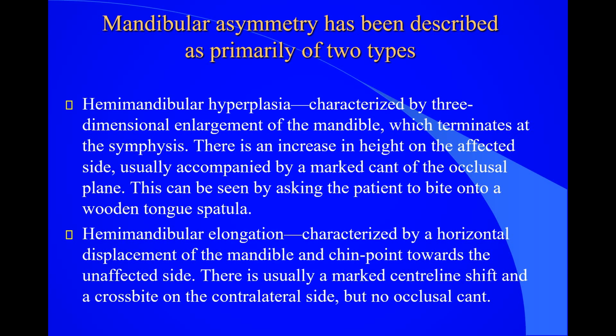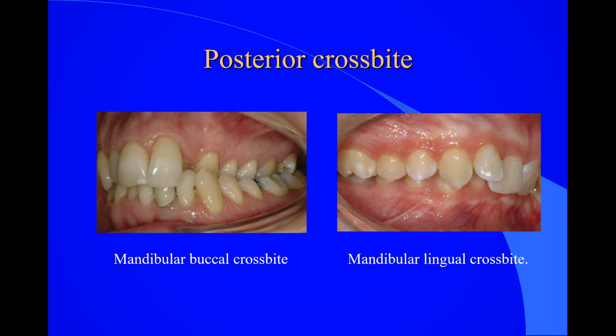And hemimandibular elongation, characterized by horizontal displacement of the mandible and chin point towards the unaffected side. There is usually a marked central shift and a crossbite on the contralateral side, but no occlusal cant.